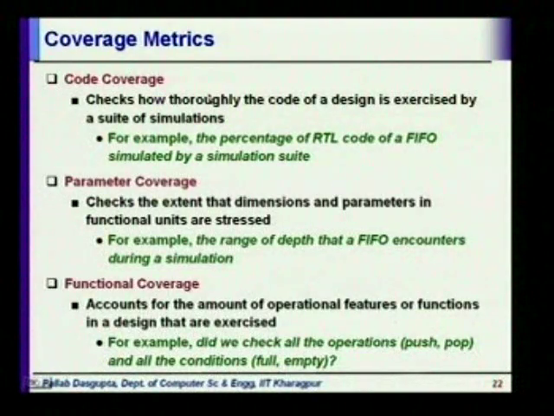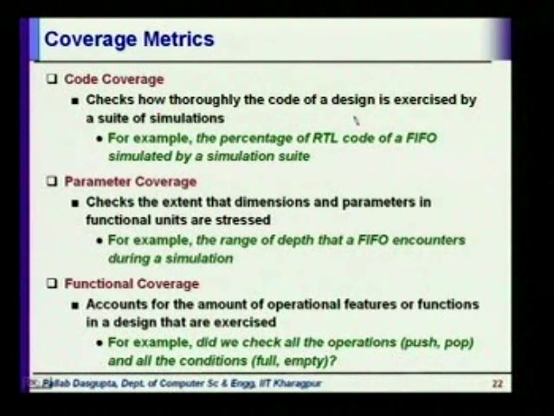Now let us quickly go through the ways that we estimate coverage. There are broadly three types of coverage metrics that are used. One is called code coverage, which checks how thoroughly the code of the design is exercised. For example, if you take a FIFO, a queue, you want to check the percentage of the RTL code of the FIFO which is simulated by a simulation suite. So that is what we mean by code coverage.